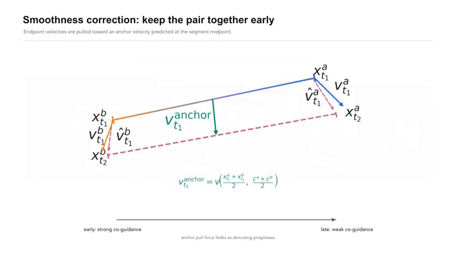A second ingredient keeps the two endpoints from flying apart too much and diverging early. We add a smoothness correction by pulling the endpoint velocities toward an anchor velocity predicted at the midpoint of the segment. Intuitively, this keeps the pair moving together while still allowing the two prompts to separate into different semantic content by the end of sampling.